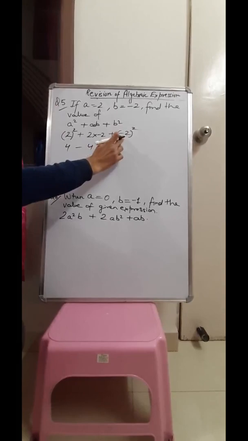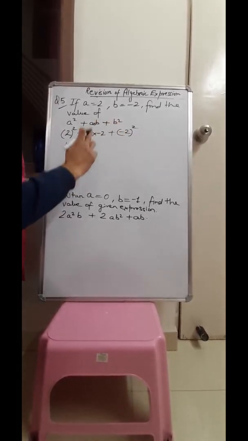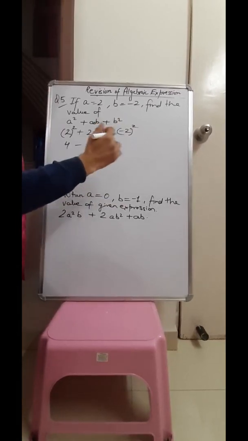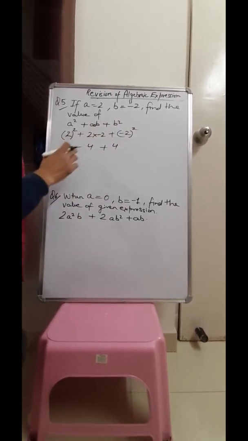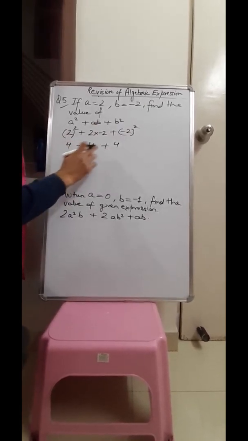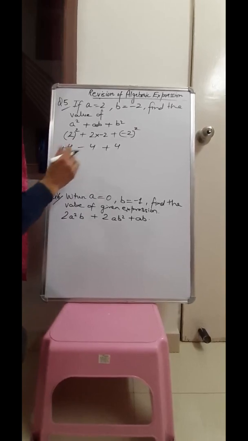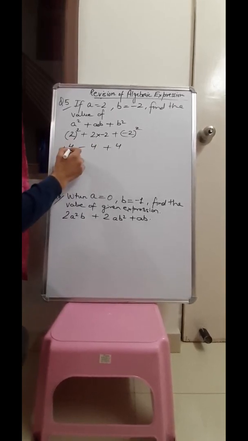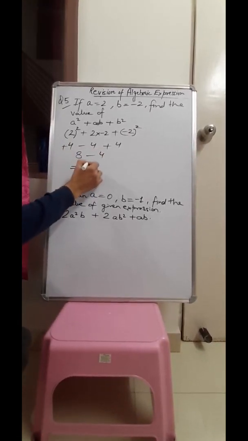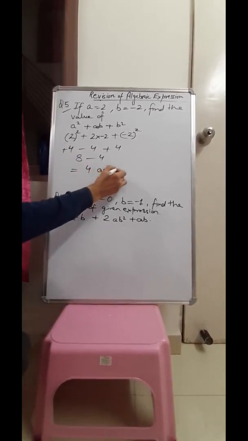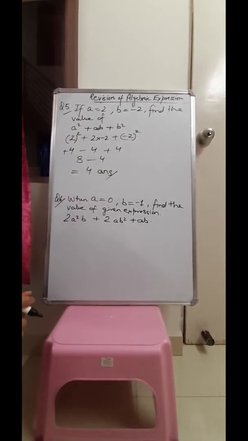So here we can see it is -2 raised to power 2. So -2 raised to power 2 means -2 into -2. Minus into minus gives you +4. Now here we can see that we have got the numbers. So this 4 is in plus, this is also plus, so +4 plus 4 gives you 8, 8 minus 4, and the answer will be 4. So in this way we can put the value of a and b and solve it.